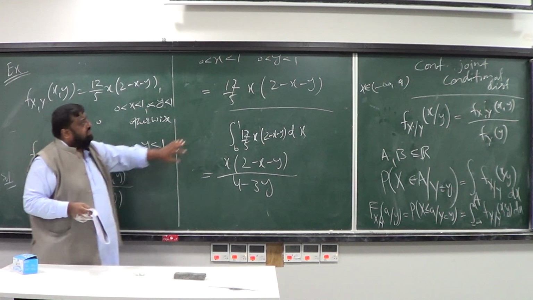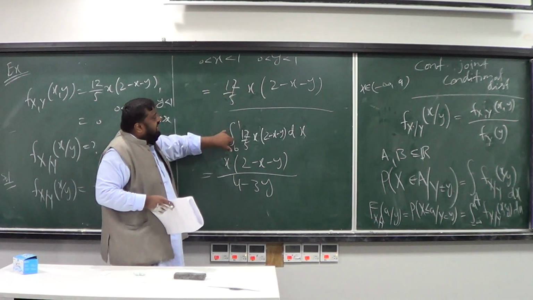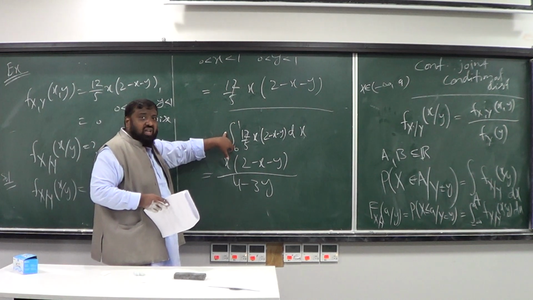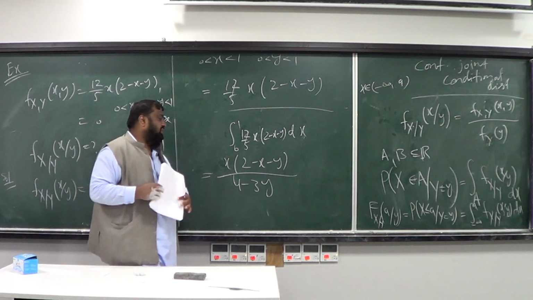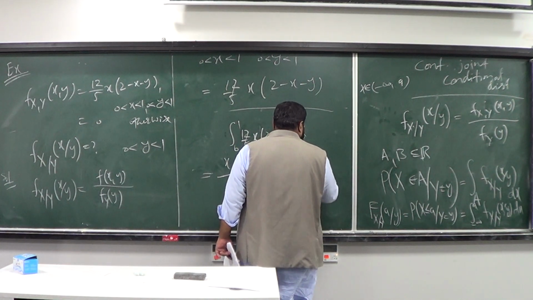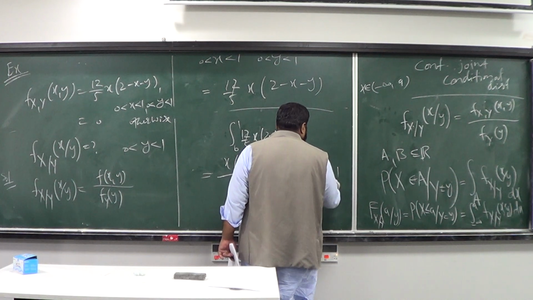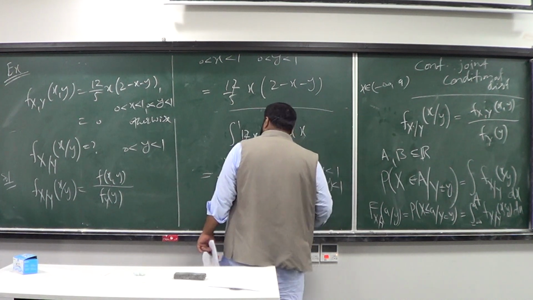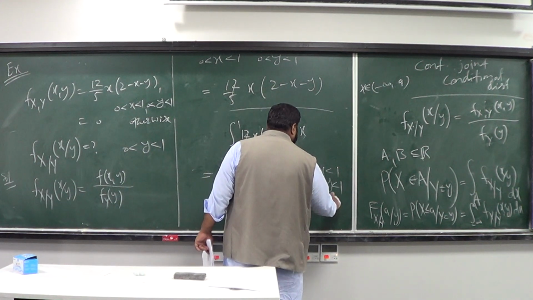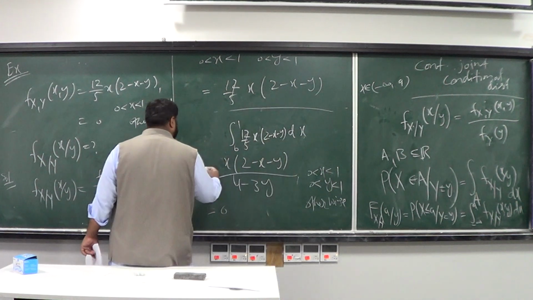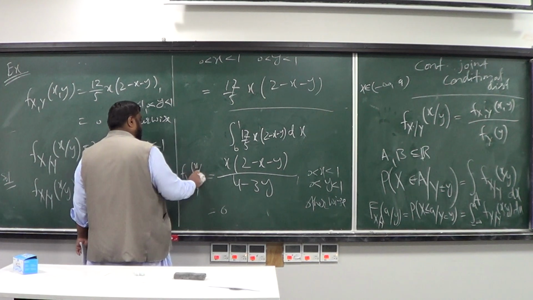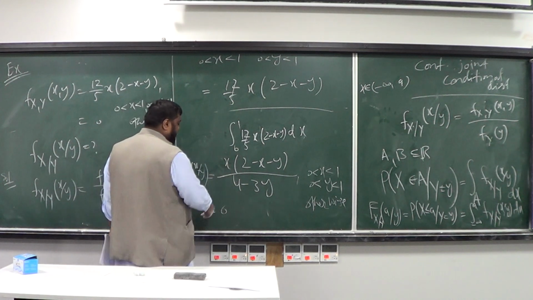Okay? So I substituted the joint PDF and divided by the marginal PDF of y. We computed it. We're going to say that this is true when x is between 0 and 1 and y is between 0 and 1, and obviously this is equal to 0 otherwise. So this is the formula for the conditional PDF of x given y.